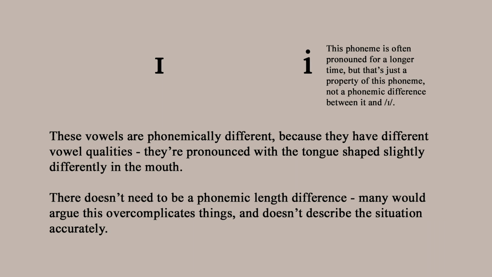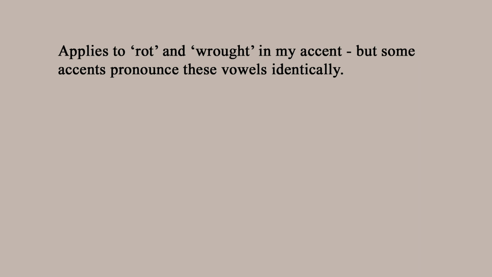In my accent, this also applies to pairs of words like rot and wrought, but some US accents have these pronounced with the same vowel. There's a massive amount of variation in how this whole thing works from dialect to dialect. Many people would argue that a lot of US English doesn't distinguish phonemic vowel length at all. So once again, you can have vowels that are held for longer than other vowels, but this is always governed by some other rule, and not a phonological one.